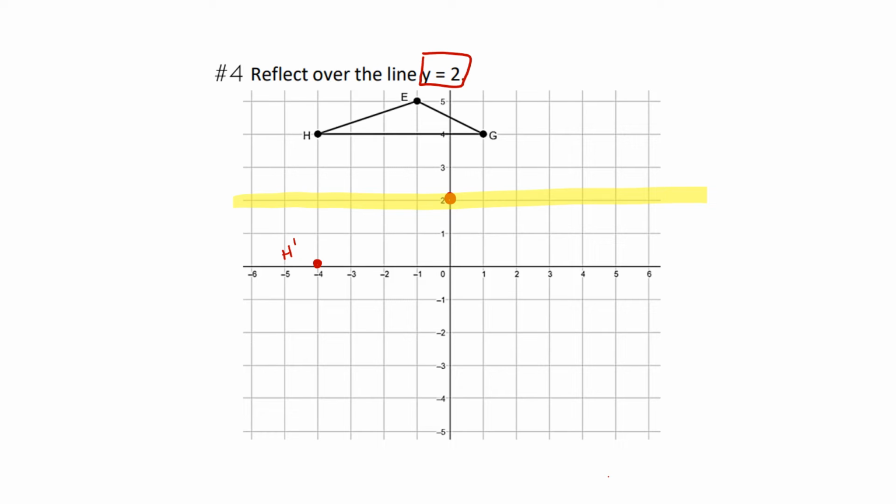Point E starts off 3 squares away from that line. So I would count 3 squares across the line to make my new E prime. Letter G is 2 squares away from that line. So I would count 2 more squares across the line, labeling that point G prime. We connect the dots to make the same triangle. It's the same size and the same shape, but you can see that the points are upside down. Point E was up at the top. Now point E is down at the bottom.